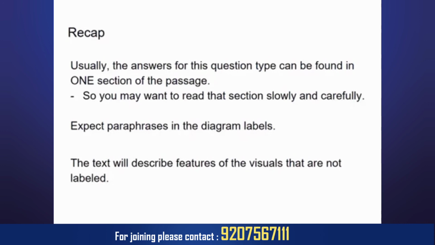And the last thing, the text will describe features of the visuals that are not labeled. Okay, so expect that. That's something you get when you read through the passage carefully. You'll hopefully get a visual image from the reading that you can apply to the visual information that you have in the diagram to really make sense of it all and understand what you're looking at. Okay, but like we saw earlier in the lesson, expect that some things will be described in the passage but not labeled in the diagrams.